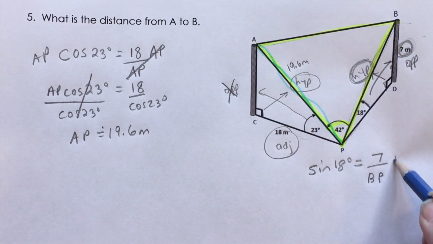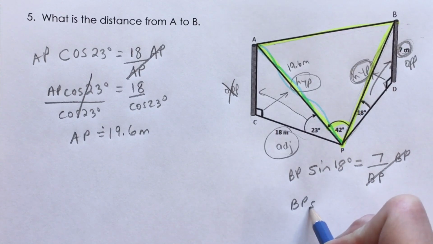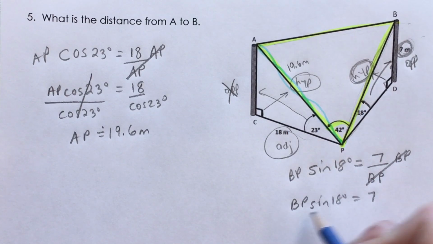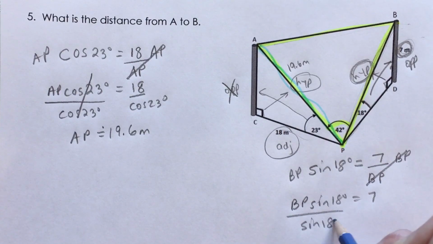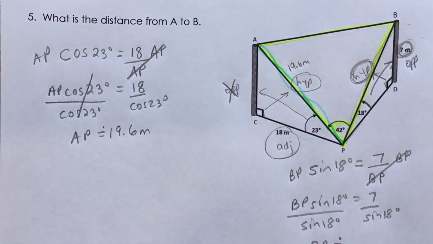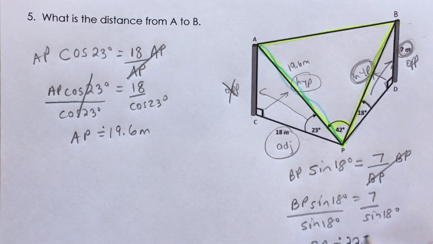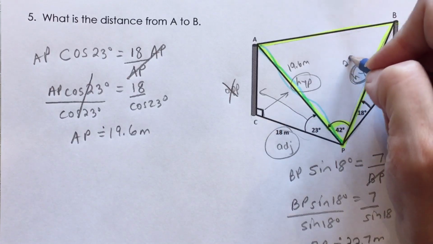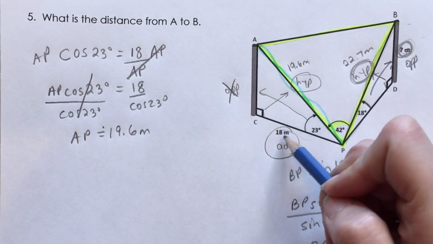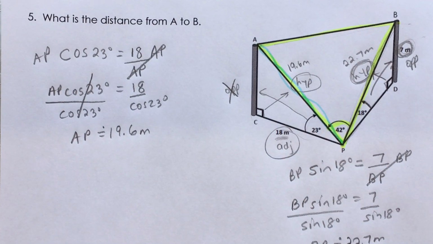So opposite over hypotenuse, so we're going to multiply both sides by BP to get it into the numerator. And then divide both sides by the sine of 18 degrees to figure out the length of side BP. Seven divided by the sine of 18 degrees turns out to be 22.7 meters. And you can already see we're keeping an extra decimal place compared to plain 18 and plain 7 to make our answer a bit more accurate.